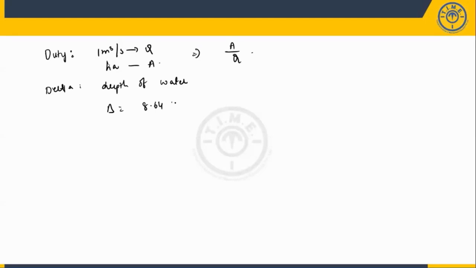Delta equals 8.64 B by D, where B is the base period in days, and delta is the depth in meters. Listen, units are very important. B is the base period in days. D is the duty in hectare per cubic meter per second. What is D? Hectare per cubic.